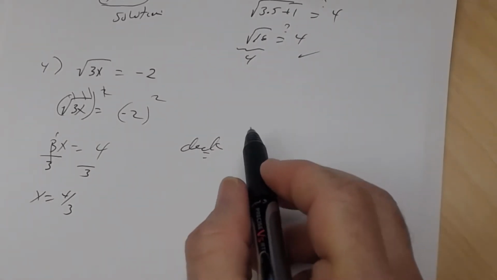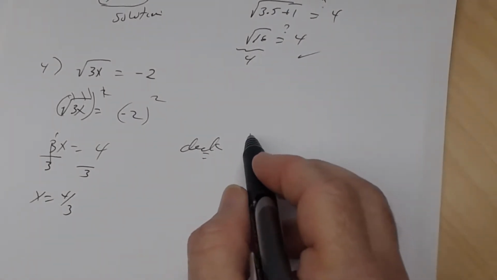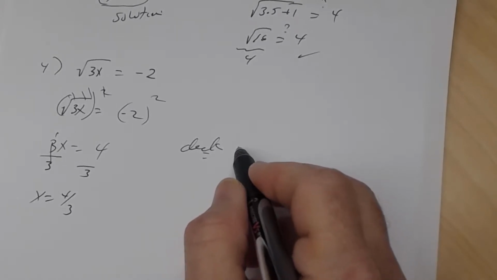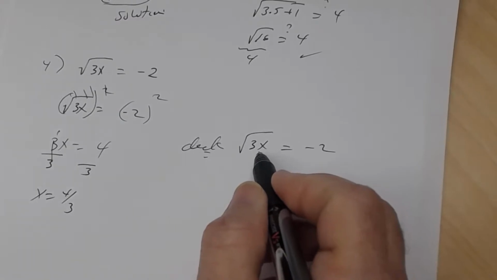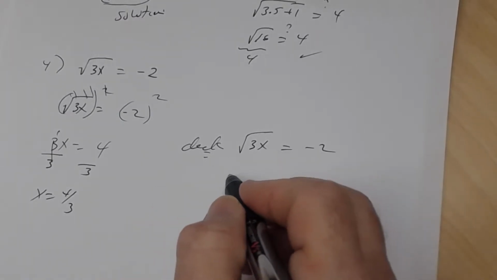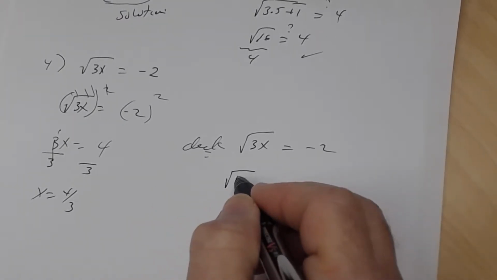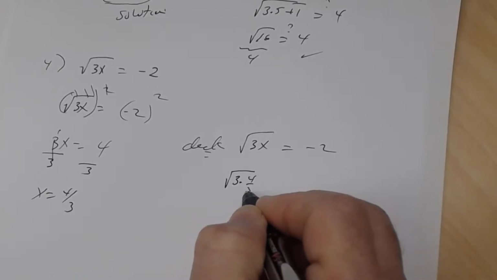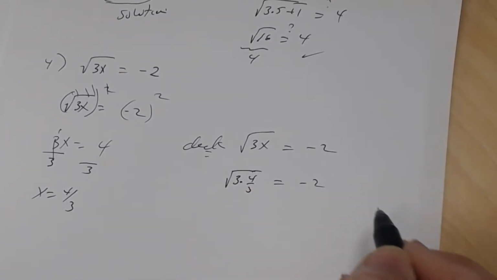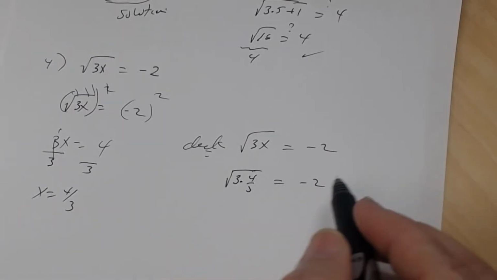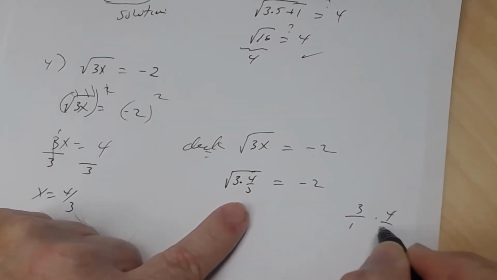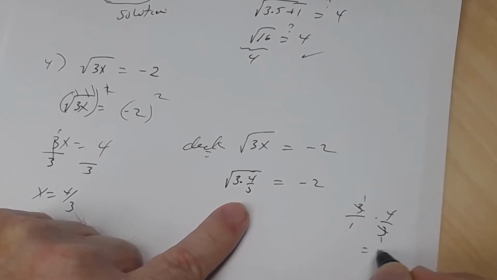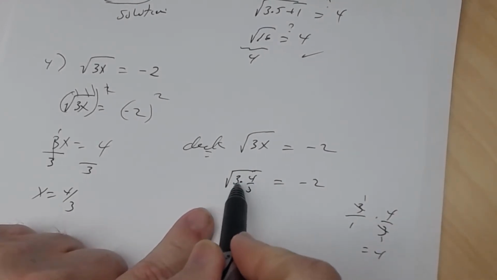So when I check this, go back to the original, I get the square root of 3x equal -2. So where we see the variable x, I'm going to substitute 4/3. So here's what we get. We get the square root of 3 times 4/3 equal a -2. Remember, 3 times 4/3, 3 over 1 times 4/3, the 3's divide out, and you're just left with 4. So my radicand is just 4.